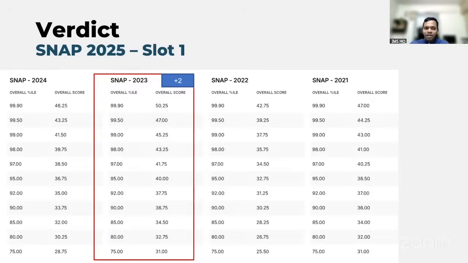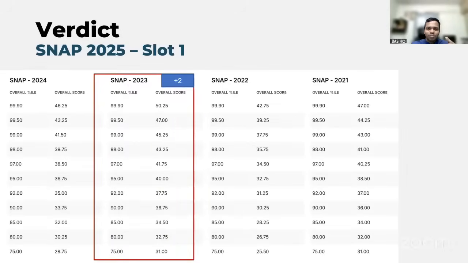Now, if you look at the last 4 years also, you will see that between the percentile brackets, for example, look at overall percentile of, say, 95 and 92. So 92 to 95 percentile. Last year, that was a gap of 0.75. The year prior, the gap was something like 2.25. In the year prior to that, it was about 1.5.